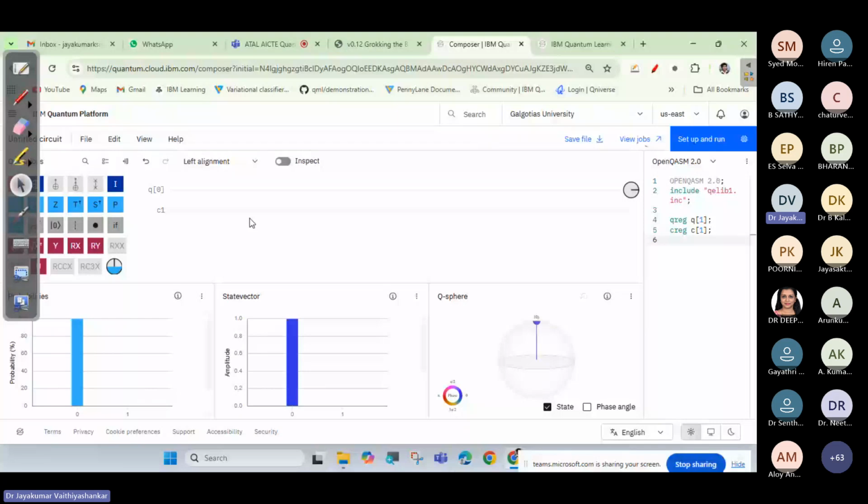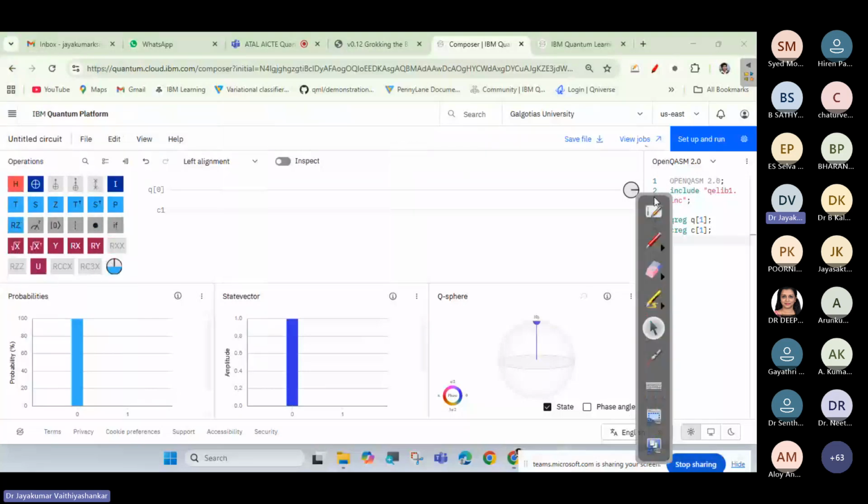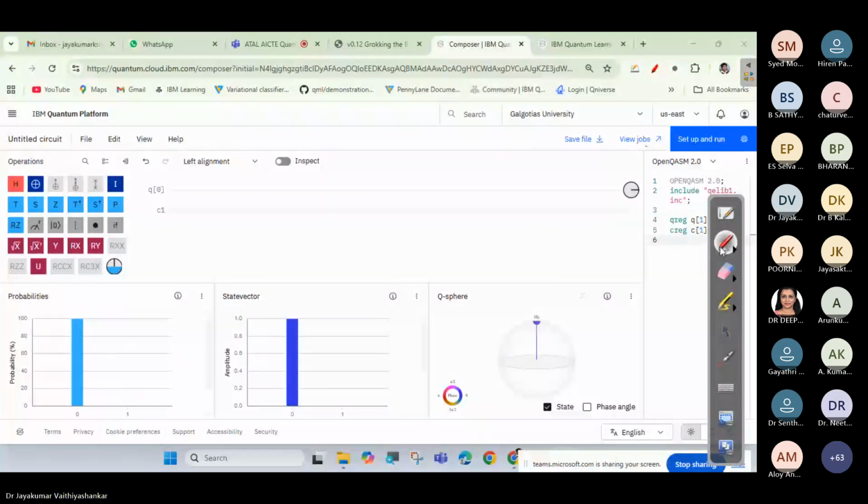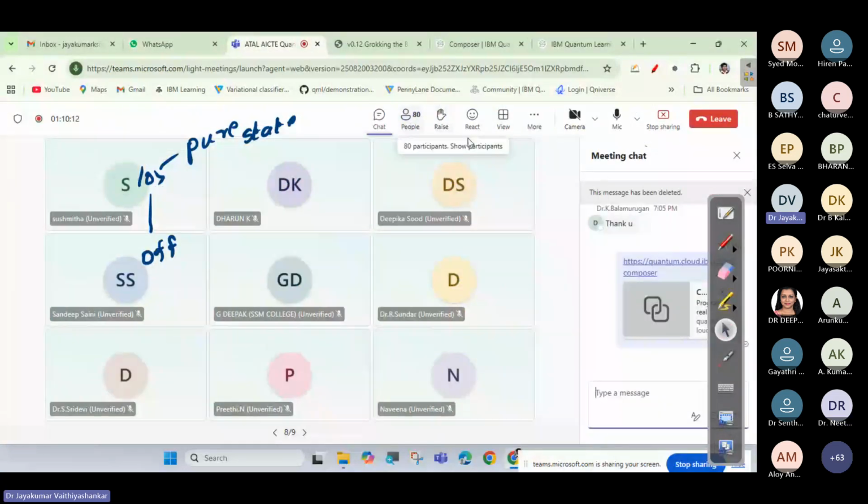Okay. We try to do the first gate. Always a qubit starts with state 0. So this is a pure state. Look at this wire. It is like an electrical wire. State 0 means off. Some children, try to mute. Okay. Thank you.